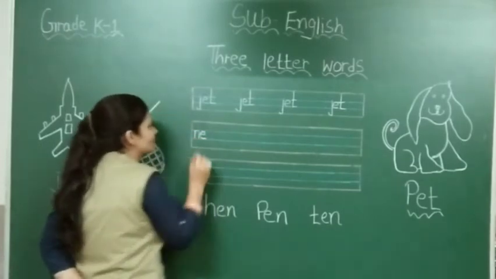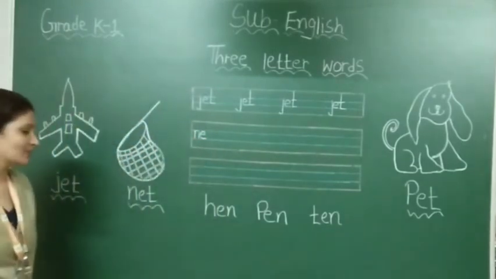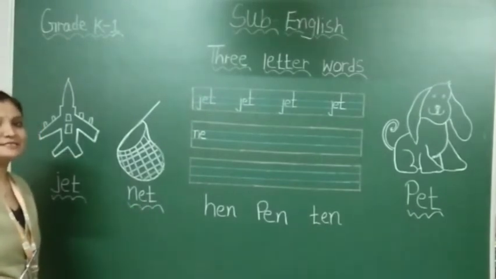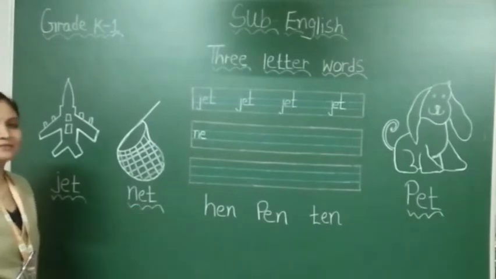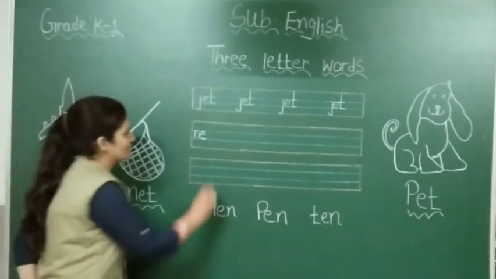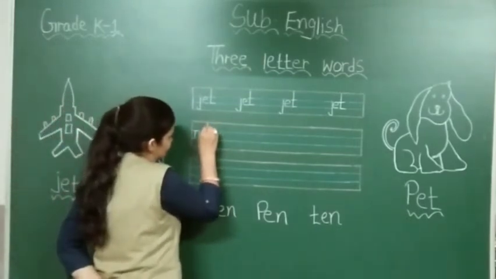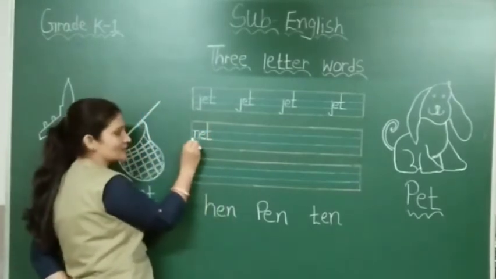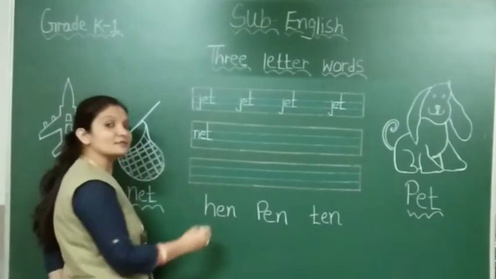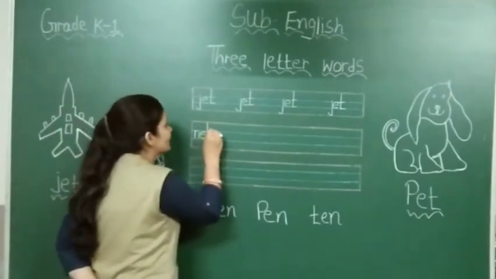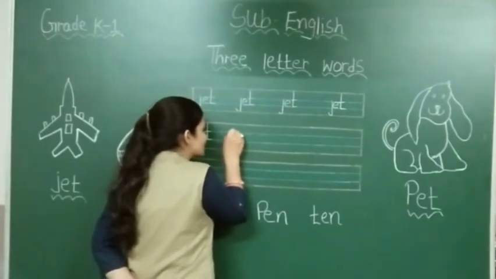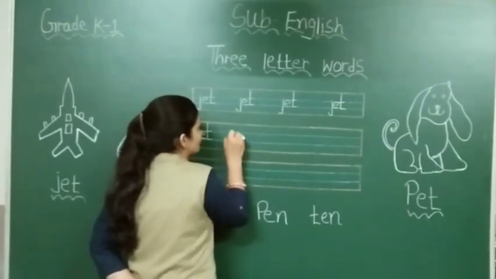In these two blue lines, we have to write E. Now after E, which letter comes? Yes, that is T. In phonics, T says T. N, E, T, net. Okay? Again, how to write net? First, which letter do we have to write?